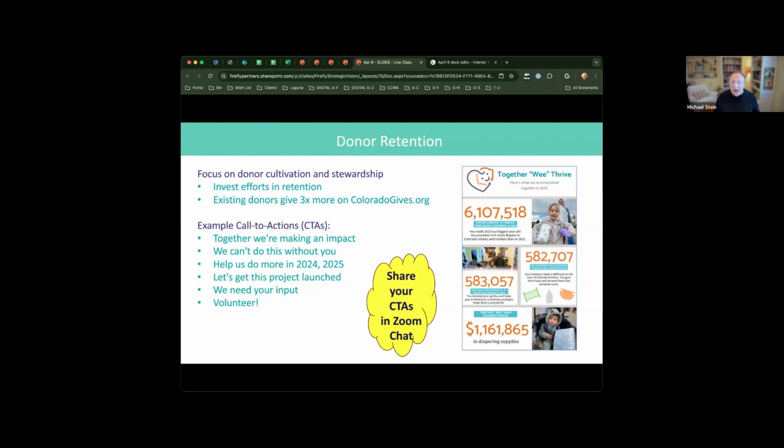We can't do this without you. Help us do more in 2024, 2025. Let's get this project launched was an example I saw from a client of mine that they were doing for some kind of a building project. We need your input, volunteer. So all of these are ways really that we can sort of steward and cultivate the donor so that they feel this constant engagement with you.